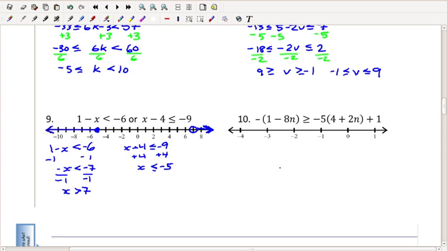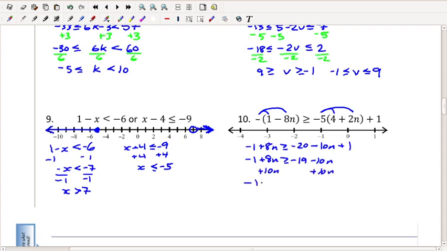All right, if you haven't done so already, go ahead and do number 10, but here we go. Start out with distributing the negative. So I've got negative 1 plus 8n greater than or equal to negative 5 times 4 and negative 5 times 2n. So minus 20, minus 10n. Minus 20 minus 10n plus 1. This is not a compound inequality, kind of nice. Collect my like terms on the right-hand side, so that gives me negative 20 plus 1 is negative 19. Move the smallest variable term, that's this negative 10n, so plus 10n to both sides.